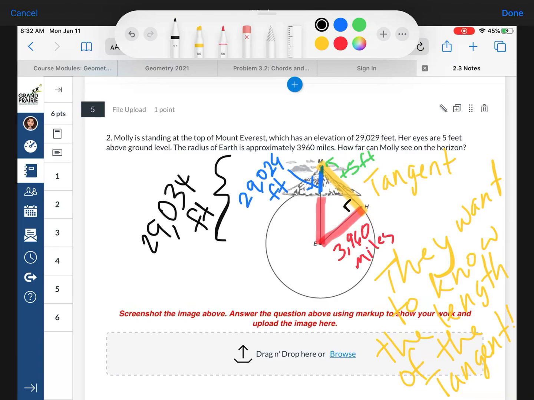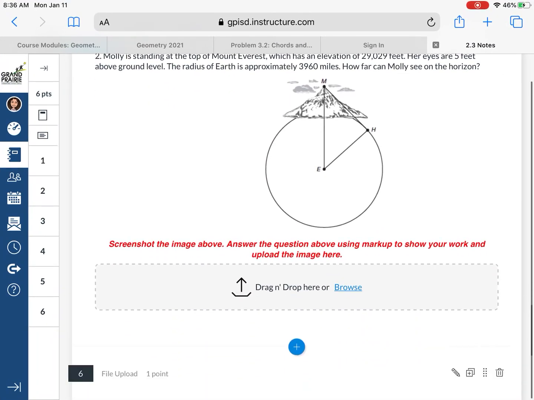Now, here's your challenge. One of the units is in miles, the other one is in feet, okay? So if you want to figure this out, you can go ahead and challenge yourself. Once you find your answer, let me know and we'll see, okay? Good job. So go ahead and upload this.